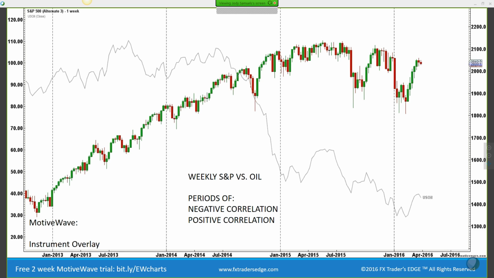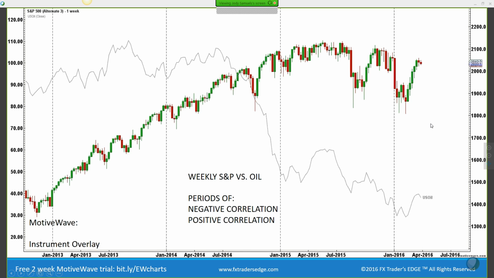So this is a weekly S&P and oil, and you can see that looking at the weekly S&P versus oil, there are periods of negative correlation and periods of positive correlation. So in this period right here, I don't know if you can see my cursor, with the S&P moving higher, the oil is also moving higher. And then the S&P continues to move higher, and then oil collapses. So there's negative correlation here.